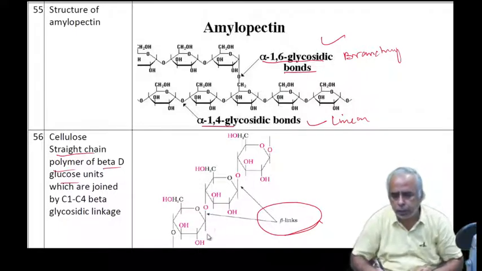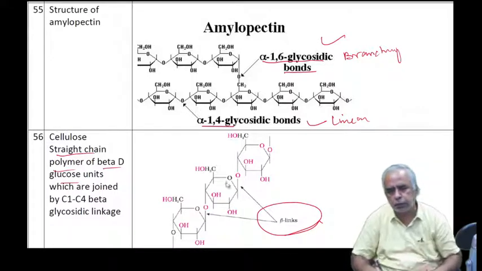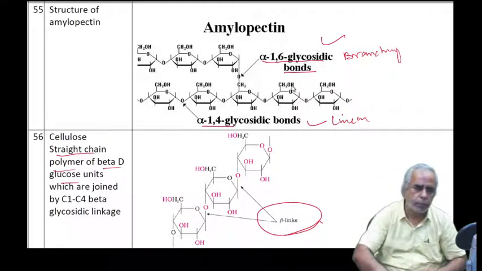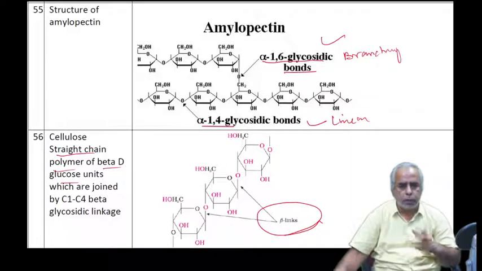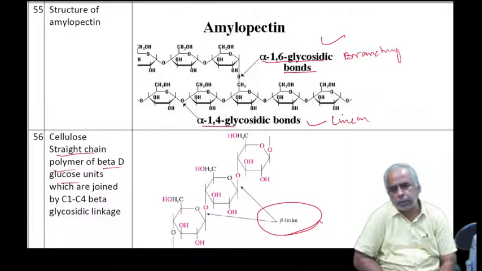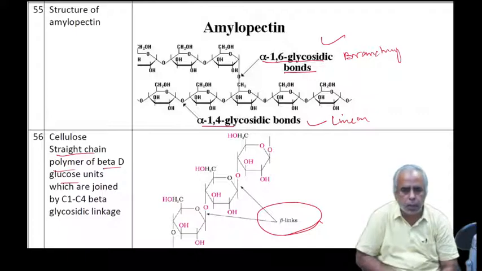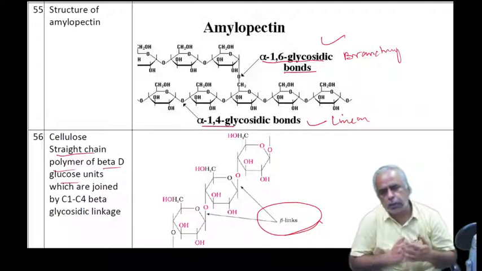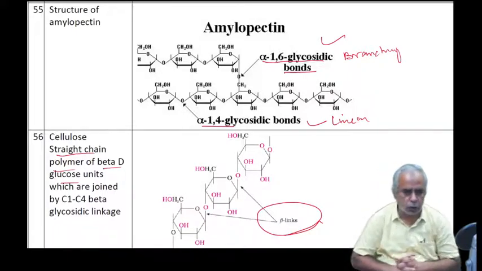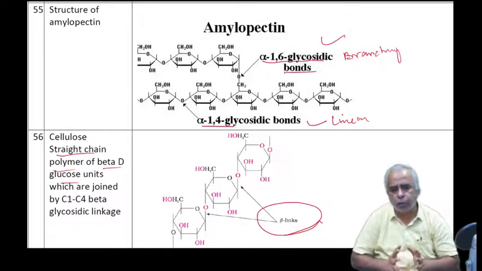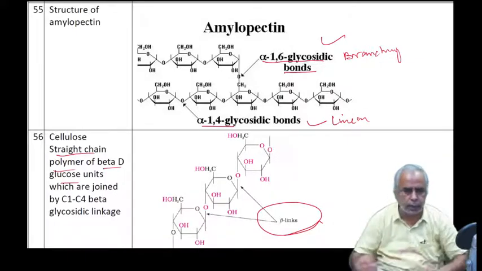So here you know very well, this is H, this is OH, means beta, is it not? So beta linkage. And what about this? This is H, this is OH, that is beta. So for every beta there will be a connection. So it goes on like this. So what type of linkage is present in between the monomers of cellulose? It is C1-C4 beta glycosidic linkage. Do you understand this? Or it can be called a beta 1,4 glycosidic linkage.